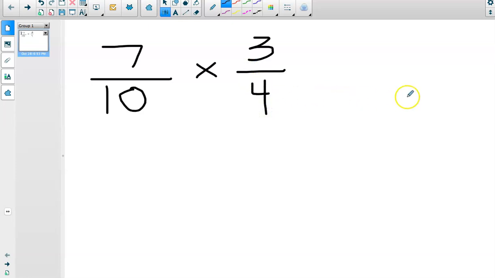So the first thing you want to check is if you can do the butterfly method, where you check the diagonal. So I would check the 7 with the 4, and you want to ask yourself, is there anything that 4 and 7 can both be divided by? The answer is no, so we're going to leave them. 3 and 10, likewise, the answer is no, so we're going to leave them. So then you just multiply straight across, numerator by numerator, denominator by denominator. And 7 times 3 is 21.